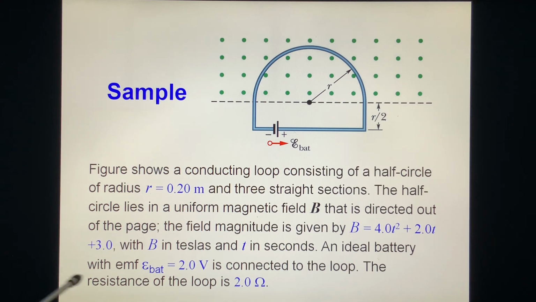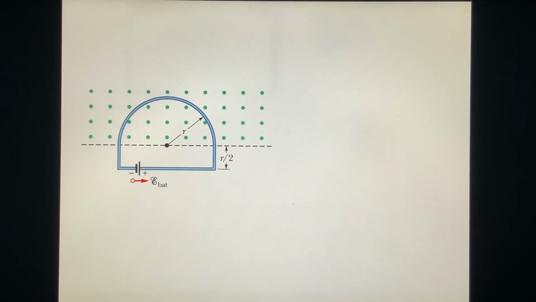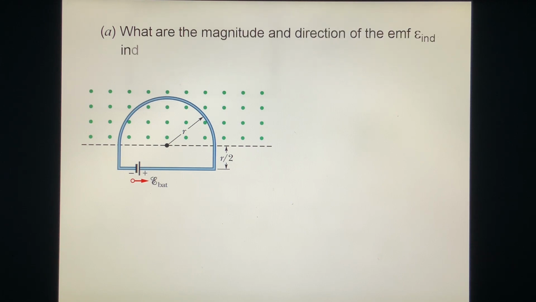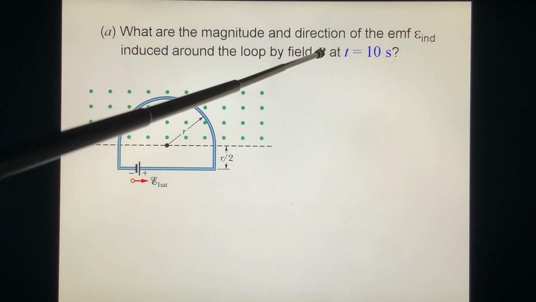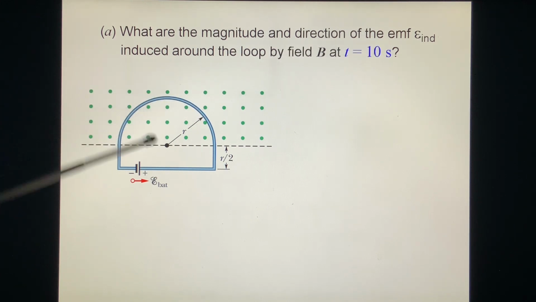An ideal battery with electromotive force 2.0 volts is connected to the loop. The resistance of the whole loop is 2.0 ohms. Question A. What are the magnitude and the direction of the electromotive force induced around the loop by field B at t equals 10 seconds? B changes with time t, so this gives you the induced electromotive force at this moment.